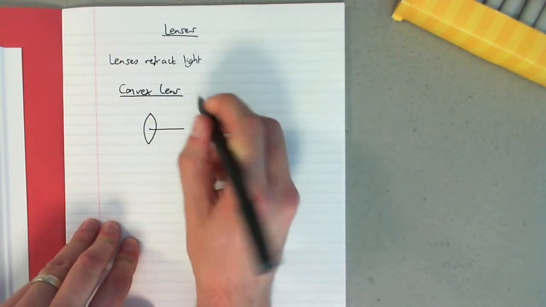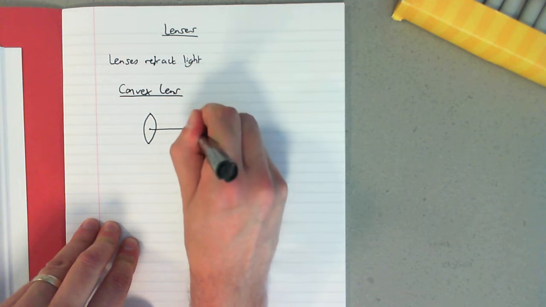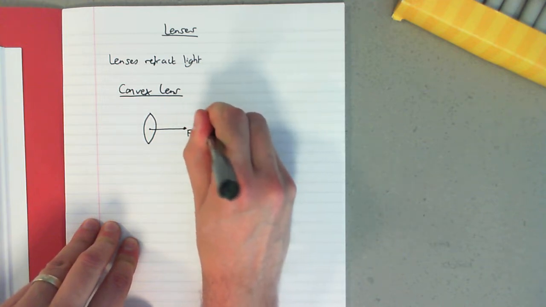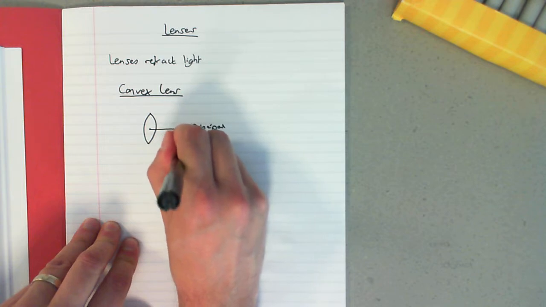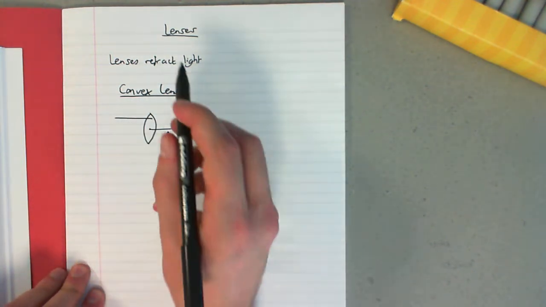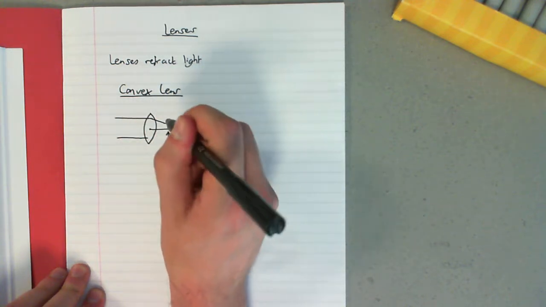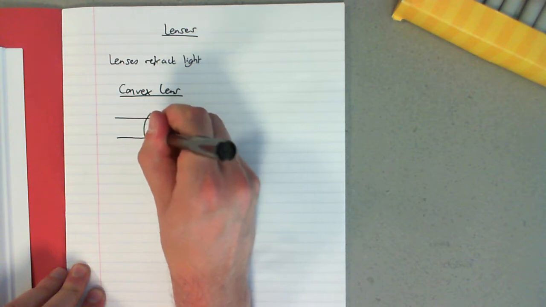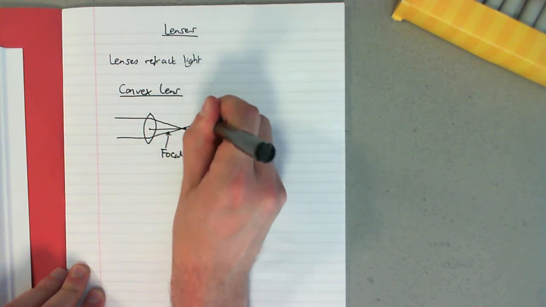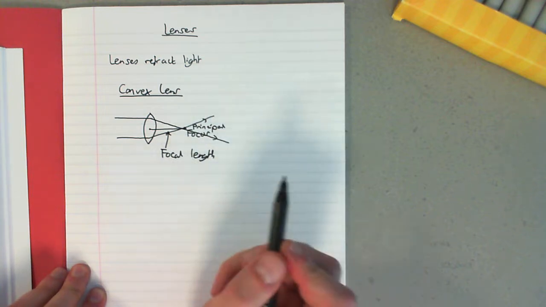From the centre of the lens to what we call the principal focus, that distance is called the focal length. And you may be asked to label this. So what a convex lens does is the light comes in and then it refracts to the principal focus. The light comes in parallel and then refracts going through the principal focus. You can see how they're all converging at that point.